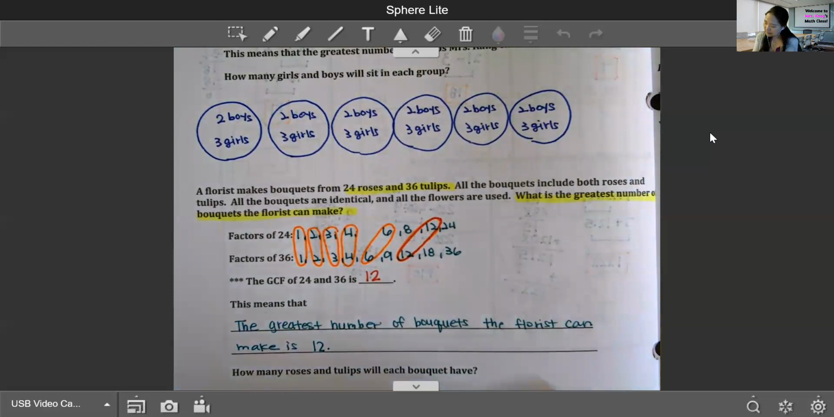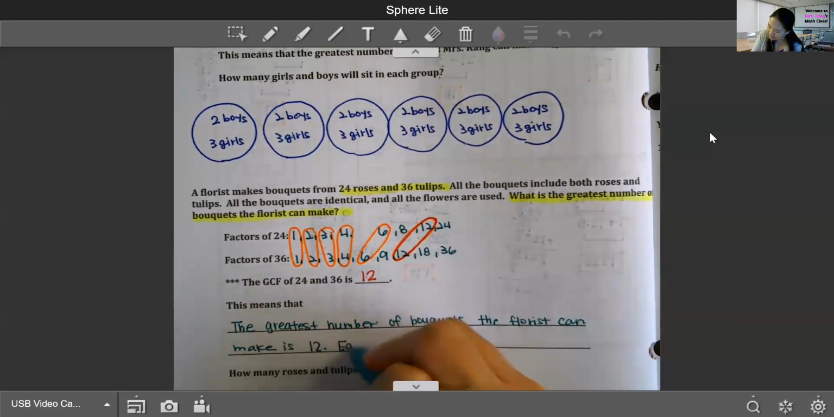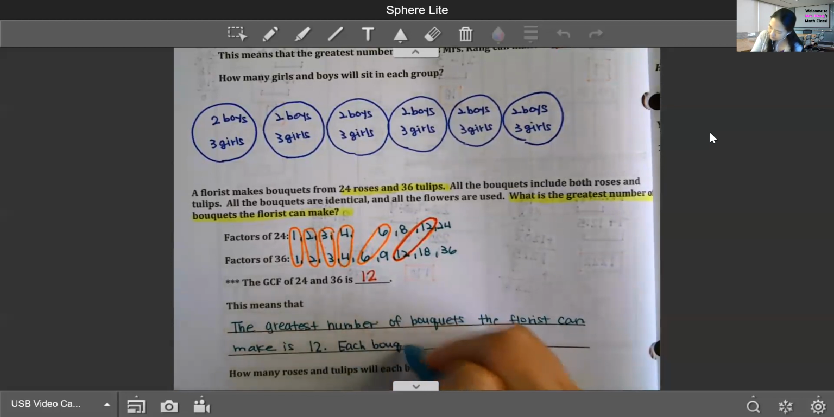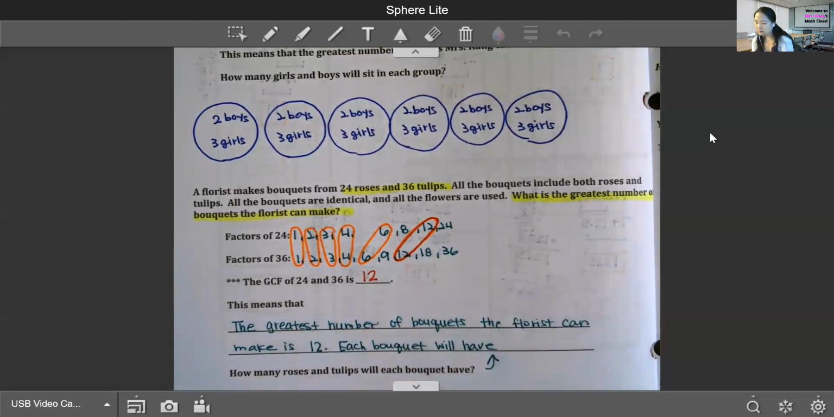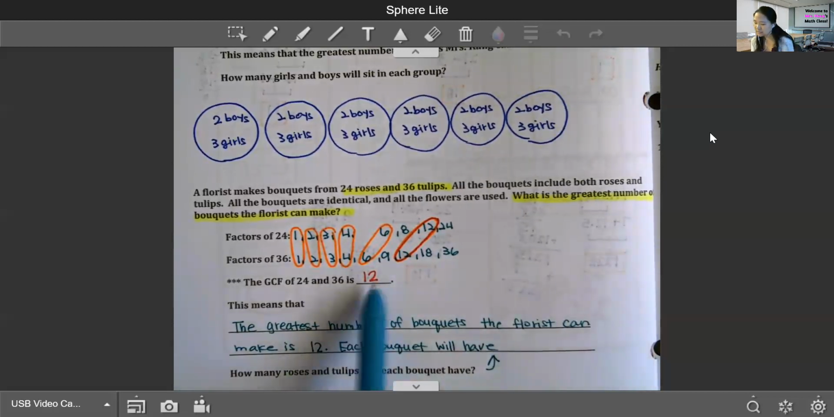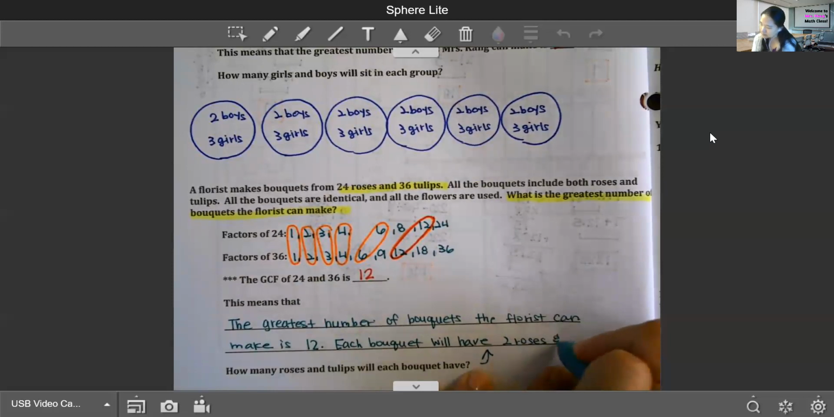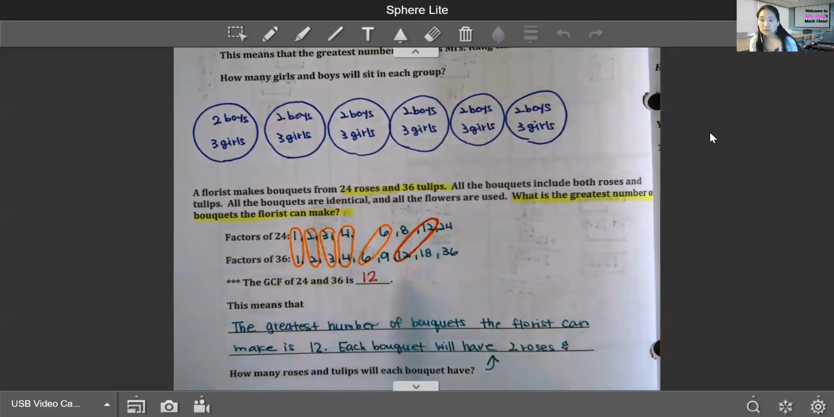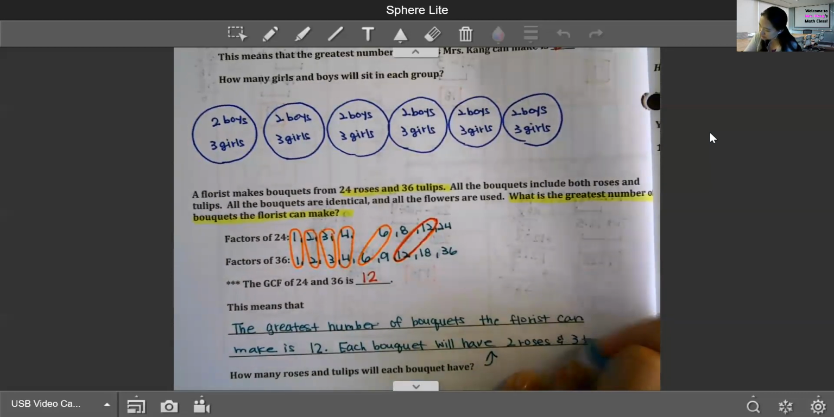and tulips. Now, it says how many roses and tulips will each bouquet have? I'm going to answer that question right here. So each bouquet will have, okay, so let's think about it. If you make 12 bouquets using 24 roses, then 24 divided by 12, each bouquet is going to have 2 roses. And then 36 tulips divided into 12 bouquets. 36 divided by 12 is 3, so 3 tulips.